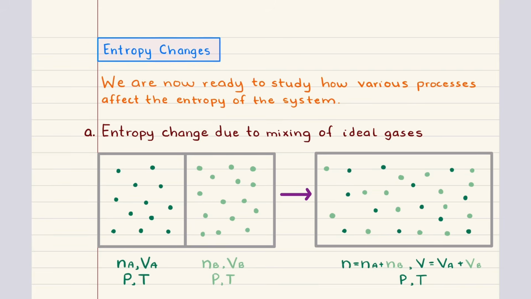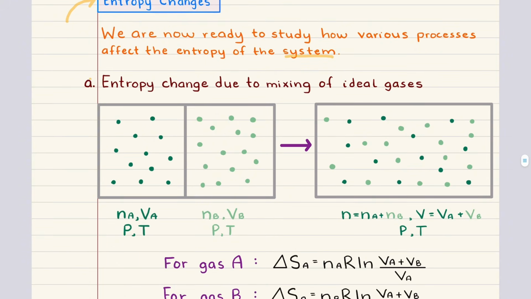Today we're going to be continuing chapter 4. So far we've defined entropy and we have covered the second law of thermodynamics. The next thing we're going to do is apply what we've learned to calculate entropy changes in different systems, including mixing of ideal gases, phase transitions, and heating. The first thing we're going to begin with is the mixing of ideal gases.